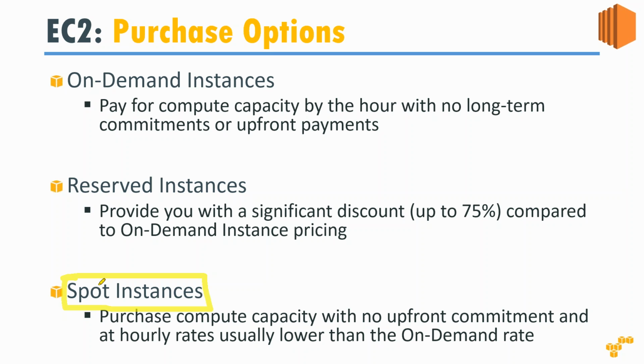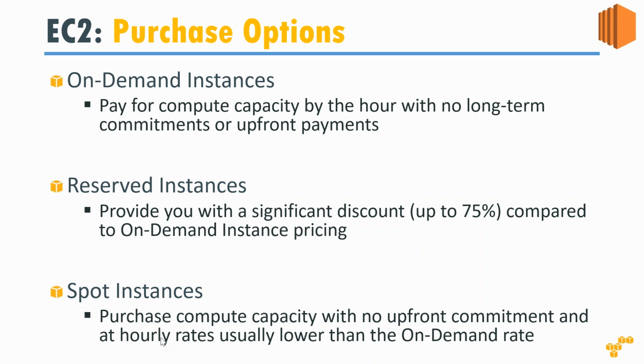So in other words, you can bid as low as possible for spot instances and buy some compute capacity, and there is no upfront commitment, and the hourly rates are usually lower than the on-demand rate, because if it is more than the on-demand, people will go and buy the on-demand instances itself. They won't buy the spot instances.